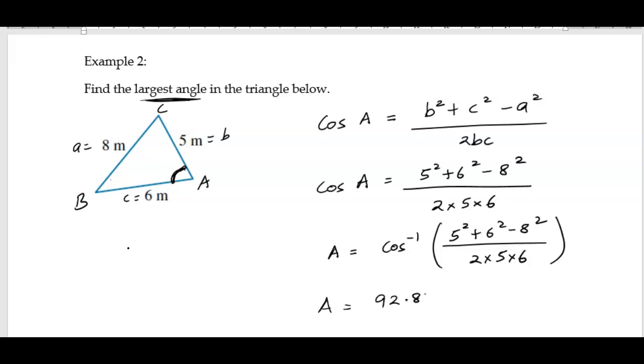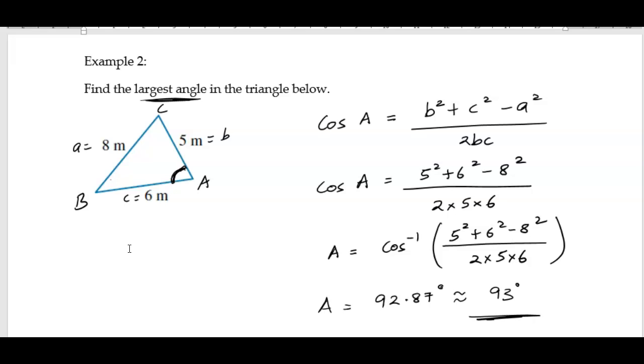92.87 degrees. And again, the most common rounding they expect when it comes to angles is to the nearest degree. So that angle rounds to 93 degrees. And that's how we use the cosine rule to work out the missing angle in the triangle.